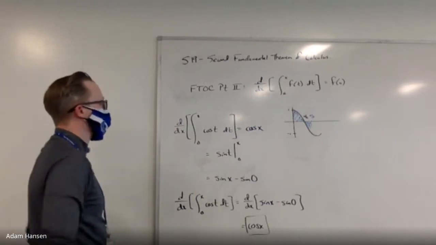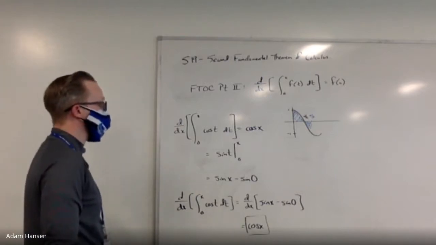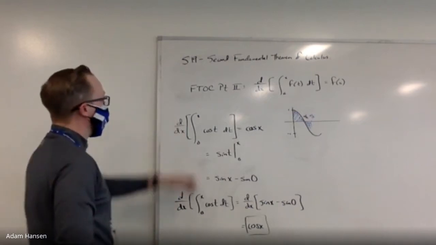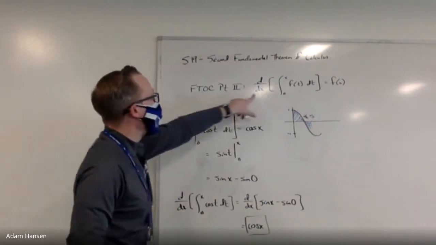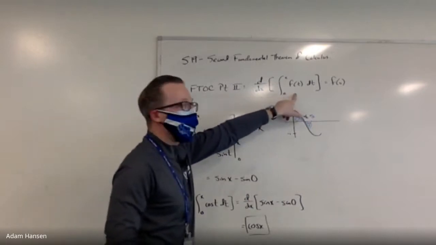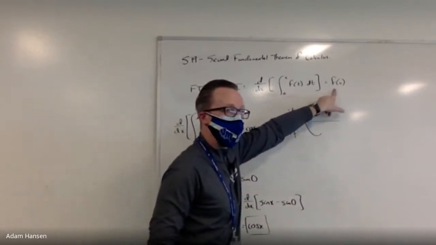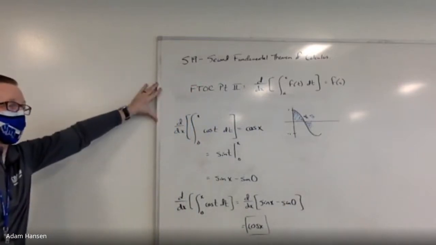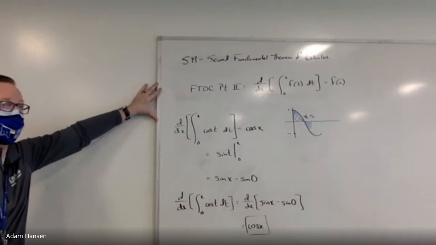Why did we do the derivative of sine x at the bottom instead of the antiderivative? Because the second part of the fundamental theorem says take the derivative of these antiderivatives, and it just cancels back out to the original function, right? That's one key aspect of the fundamental theorem of calculus. If I differentiate an antiderivative, does it just go back to the original function?